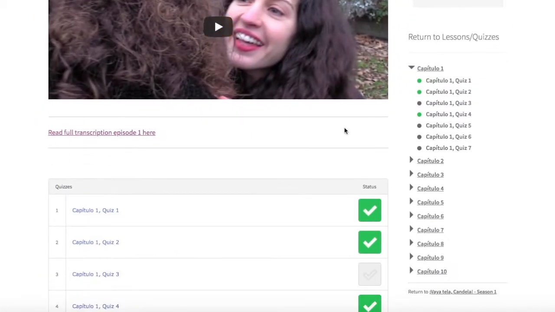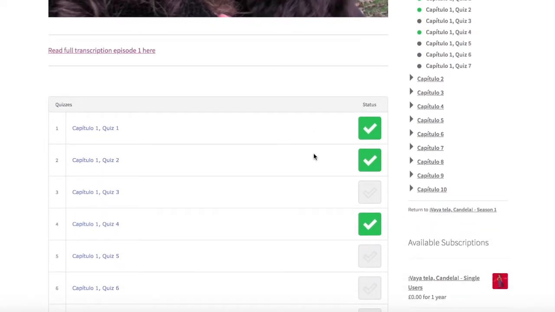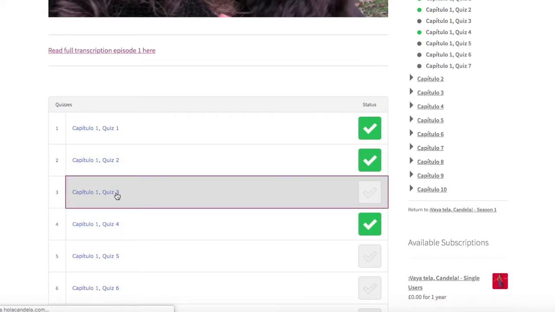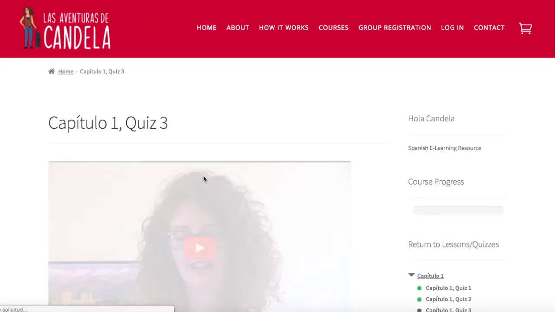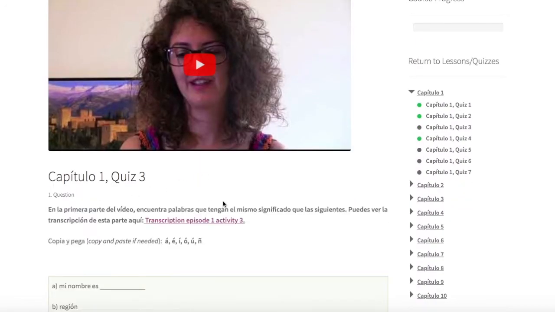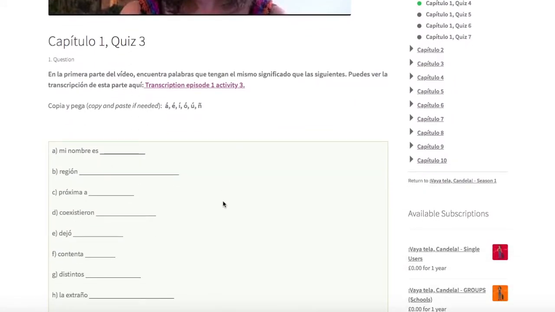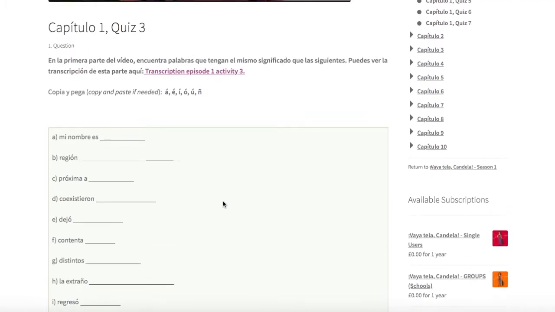I can go back to the head title of Capítulo 1 and I can see my progress. So I decided to do quiz 2 again. So I can see I can do quiz 3. This one is about the synonyms, okay, that they have to do in the reading.